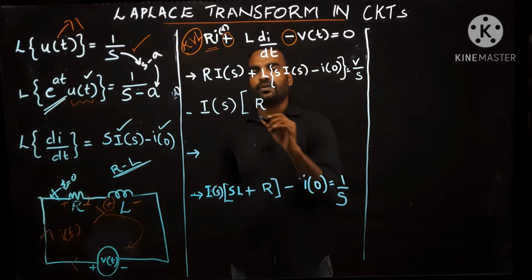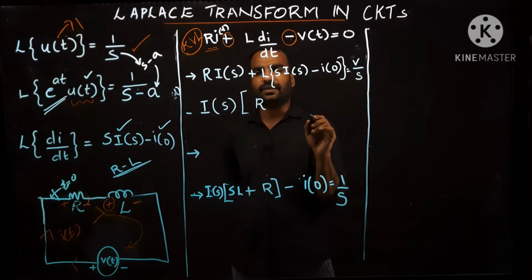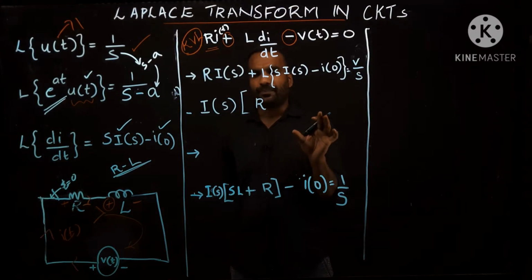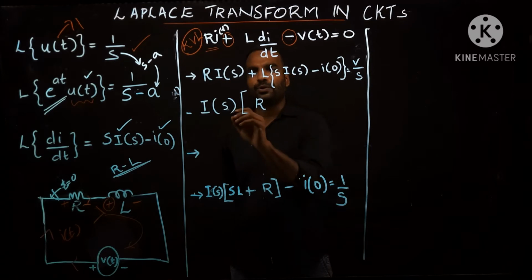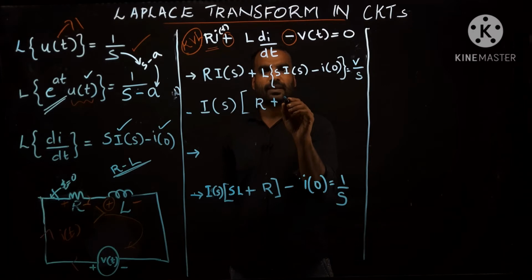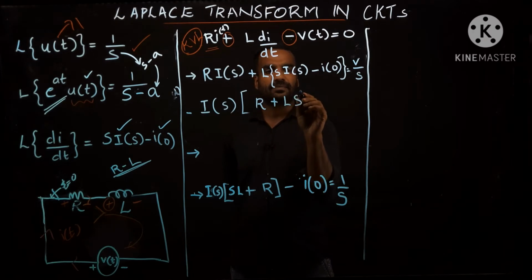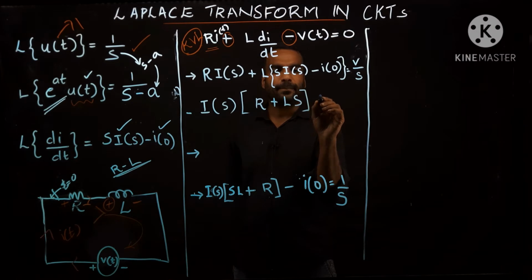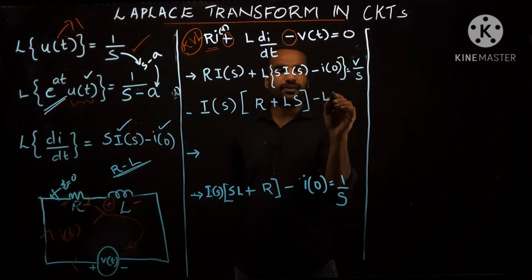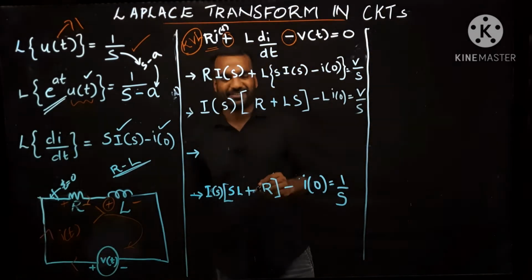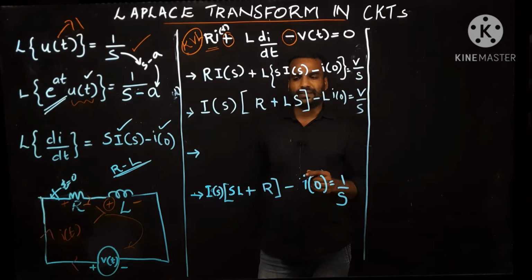So, now we are making the similar things into a common bracket. So, I of S into R plus Ls, minus L into I of 0 is equal to V by S. It is not negative, it is an arrow mark. It is equal to V by S.